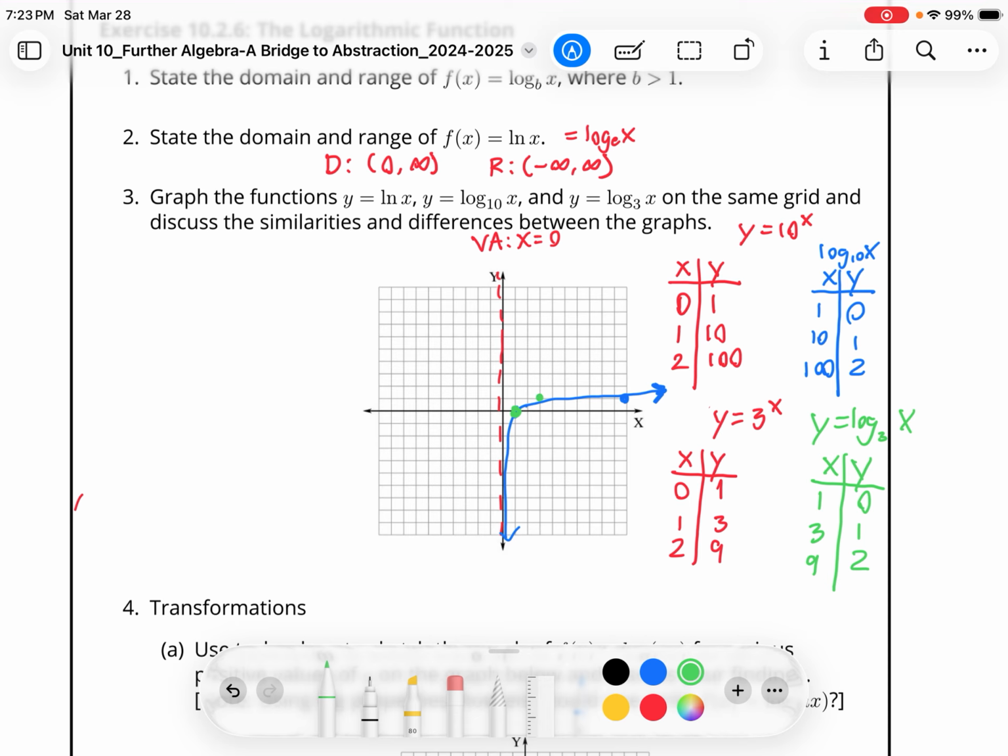And then I have 9, 2. 9, 2 would be like right here. And again, I would get really, really close to the x-axis, to the vertical asymptote, to the y-axis, but I'm not going to go through it, all right?